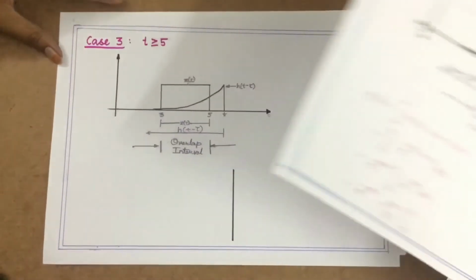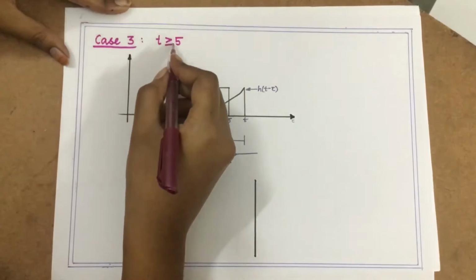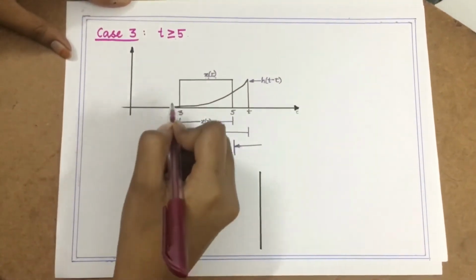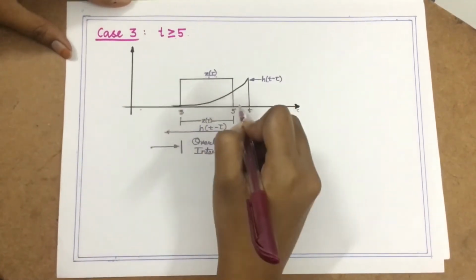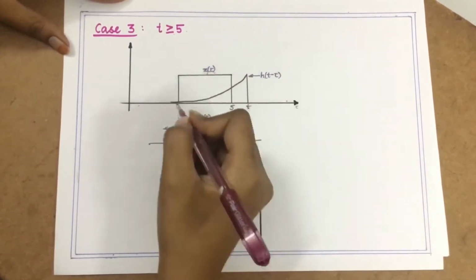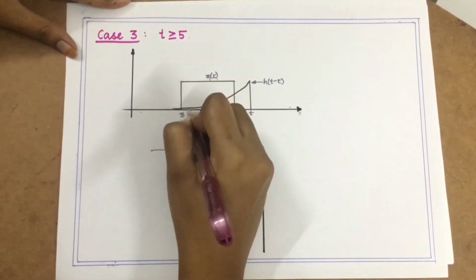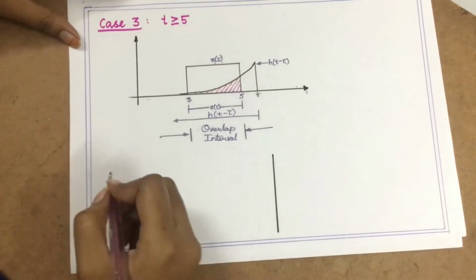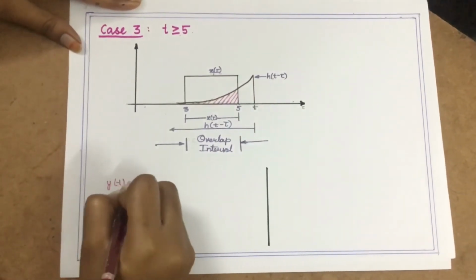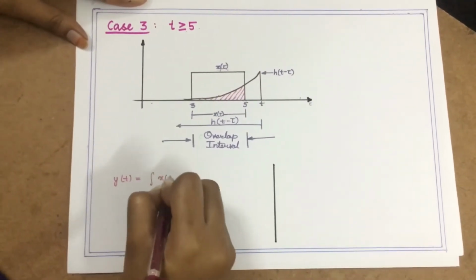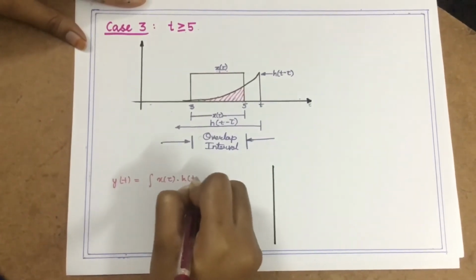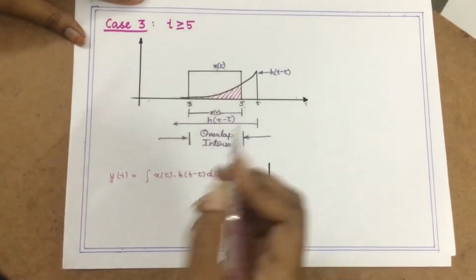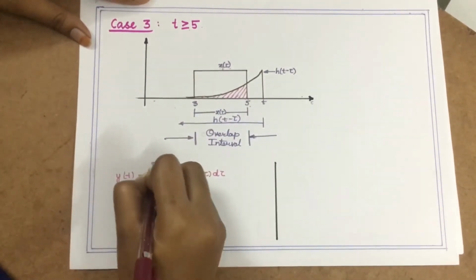Moving on to case 3, where t is greater than or equal to 5. Here we can see that x(t) is 0 for t less than 3 and for t greater than 5. Therefore, the overlap region here is between 3 to 5. So, by the convolution theorem, we can write y(t) is equal to the integral of x(tau) into h(t minus tau) d tau. And as the overlap region is between 3 to 5, the limits are 3 to 5.